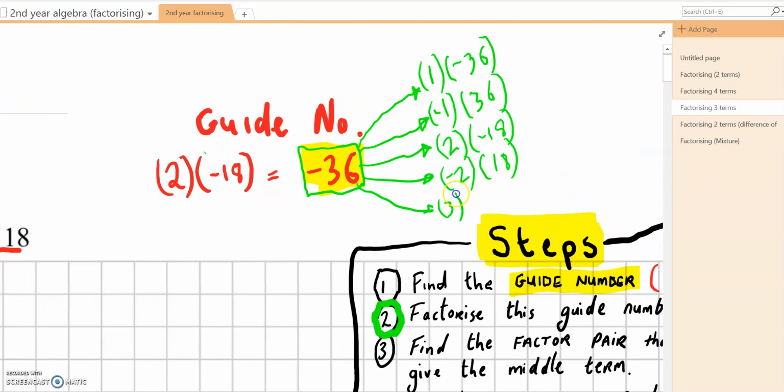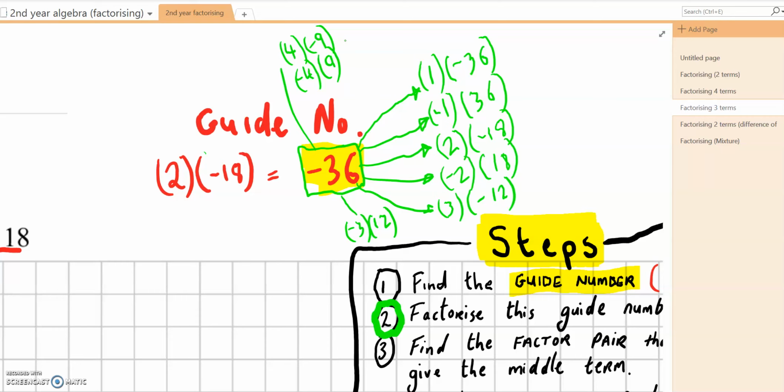3 by minus 12, and minus 3 by 12. What else? 4 by minus 9 and minus 4 by 9. Now, where am I getting all these numbers from? Well, I'm doing it out of my head because I'm going through my times tables in order.